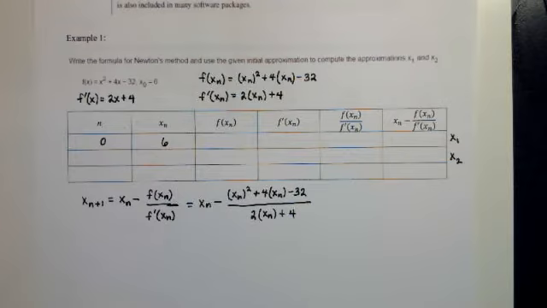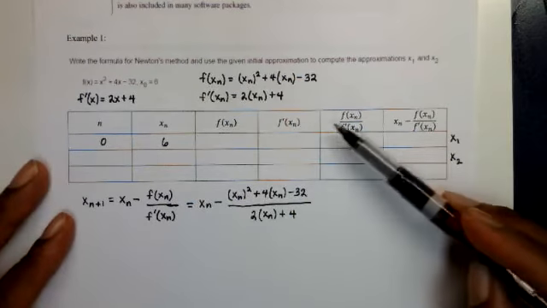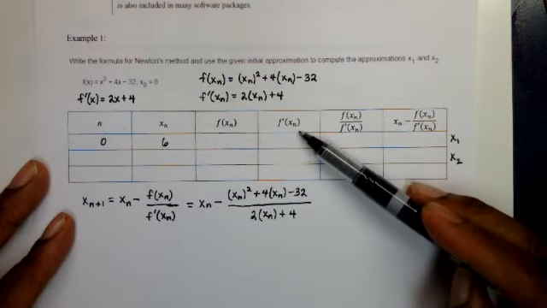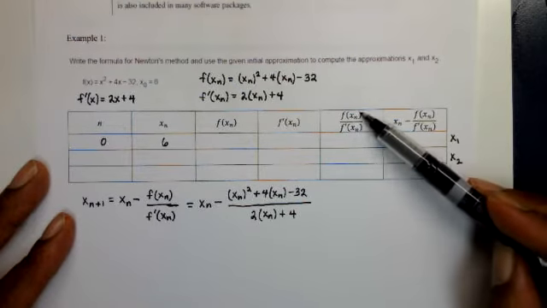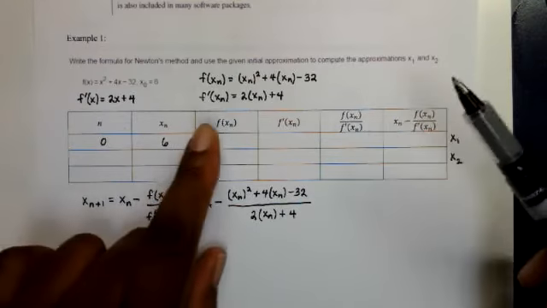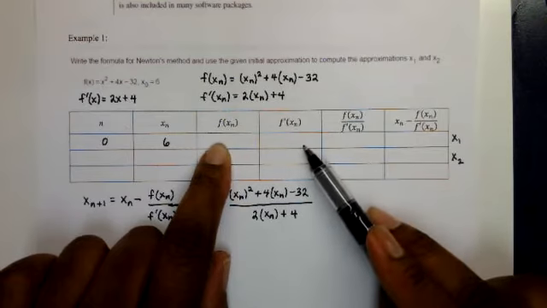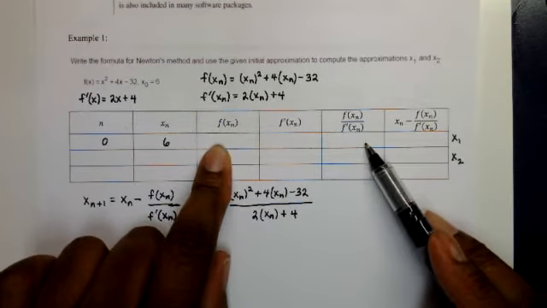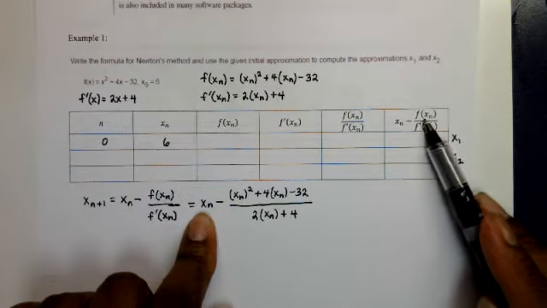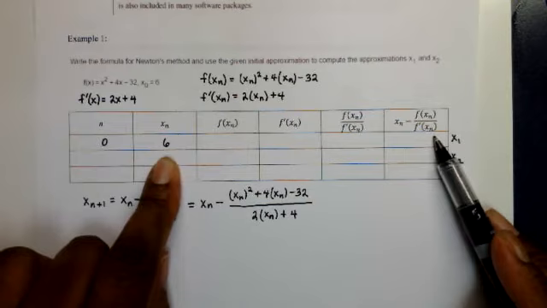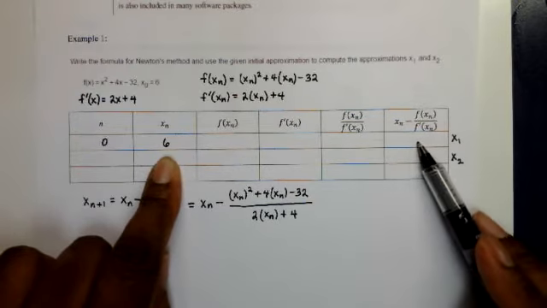Okay, now we're going to use a given initial approximation to compute the approximations of x1 and x2. Notice that I do have this chart split up. You're going to evaluate f of x sub n, and then f prime of x sub n. Then f of x sub n divided by f prime of x sub n would be this. You'll take this value here, whatever that is, and divide that by this value right here, and that will give you this. And then to come up with x sub n minus f of x sub n divided by f prime of x sub n, you'll take this number minus whatever this number is to get this.